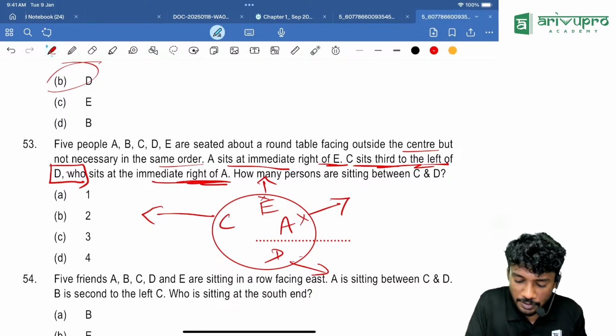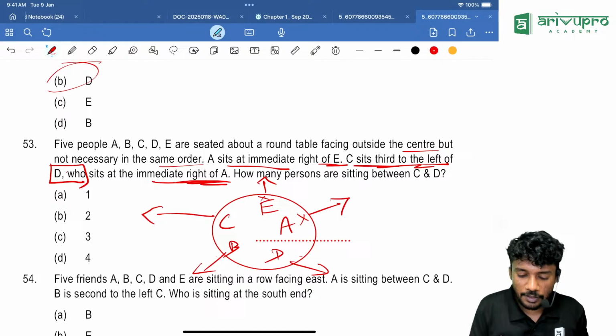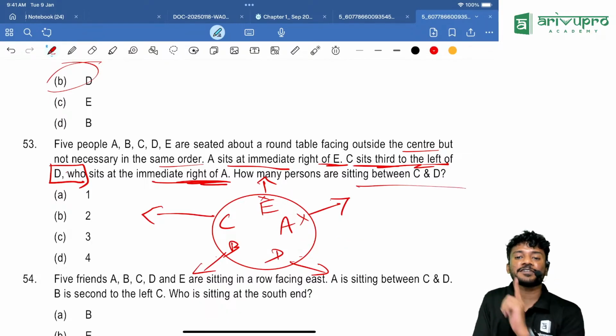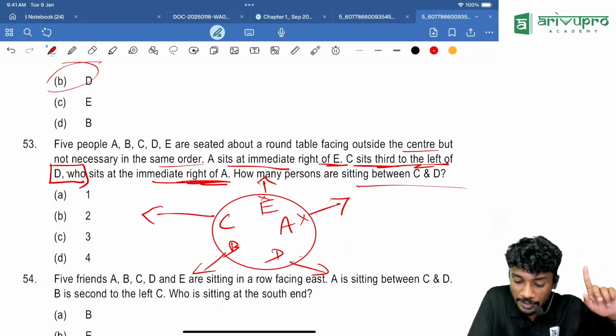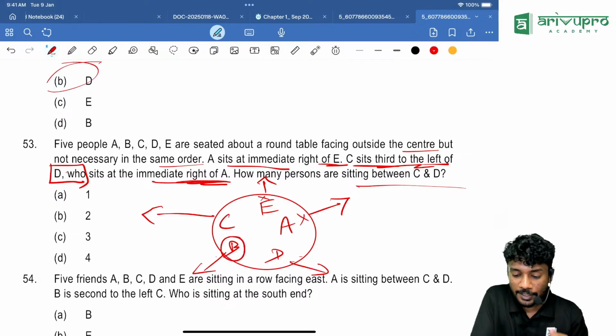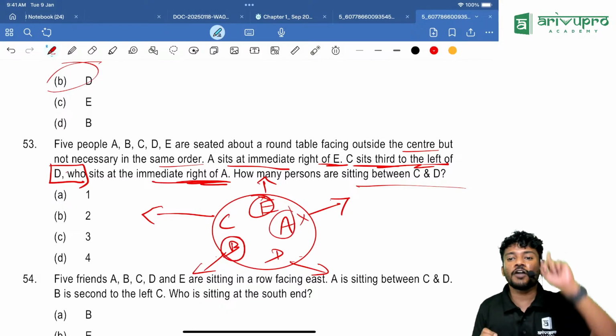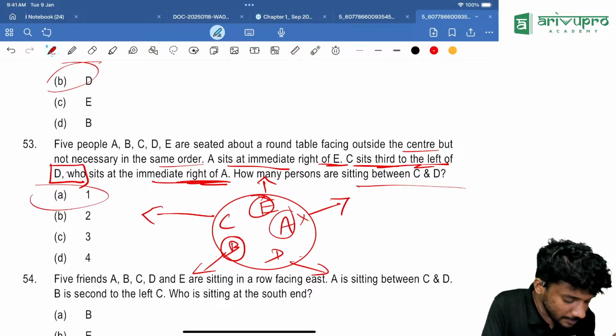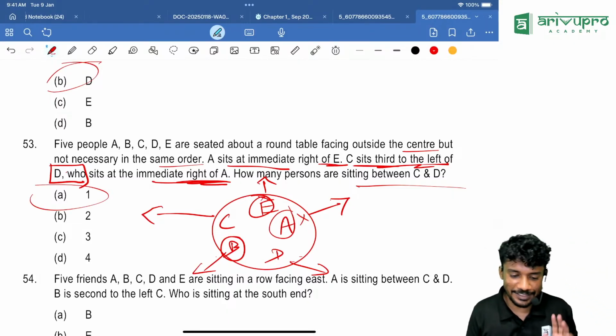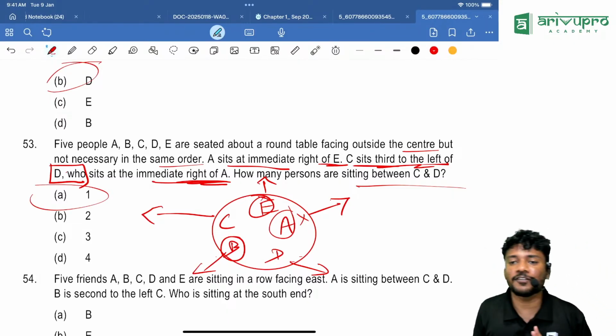Then who is remaining? B is remaining. How many people are sitting between C and D? What is the answer? If you look at it from here, it is 1. If you look from here, it is 2. Always go for the minimum value. Option A is our answer. Yes. Can we do the next one?